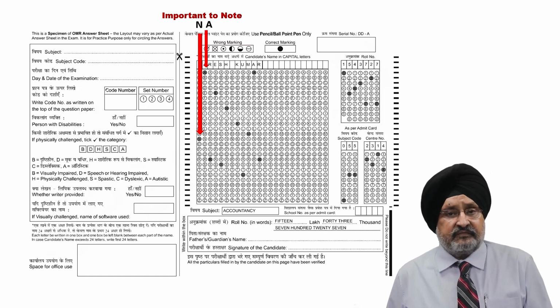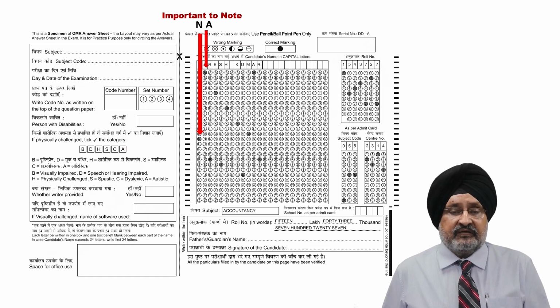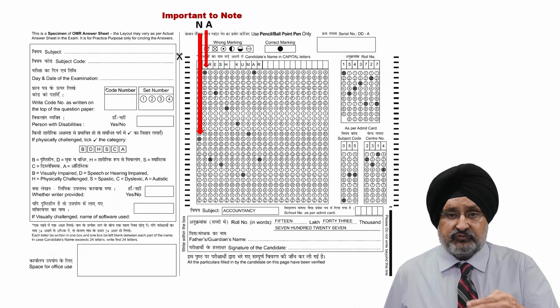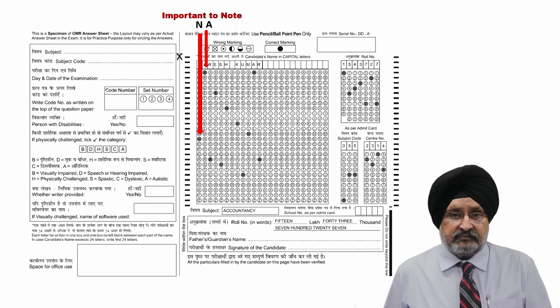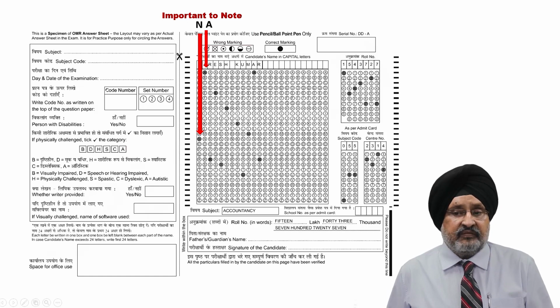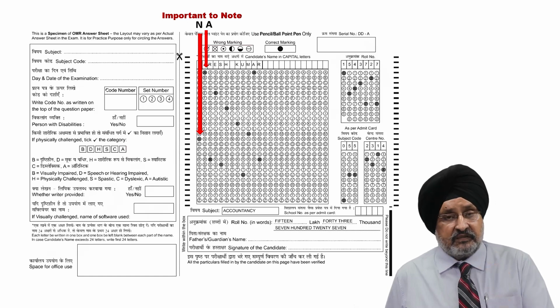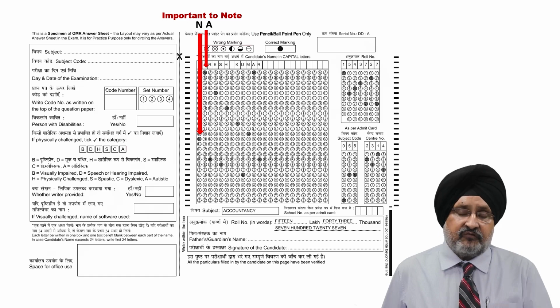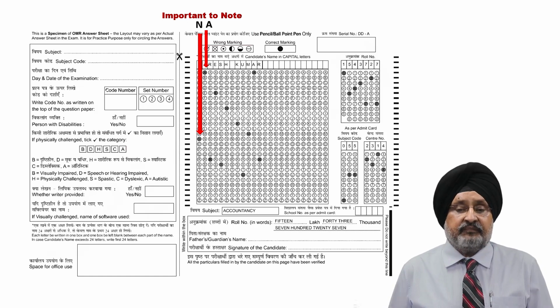Move slightly right, and you will find there is a center number. Suppose the center number is 2314. In the first column, darken the circle where 2 is written. In the second column, darken the circle where 3 is written. And in the third, where 1 is written, and in the fourth, where 4 is written. That way you have written the center number.